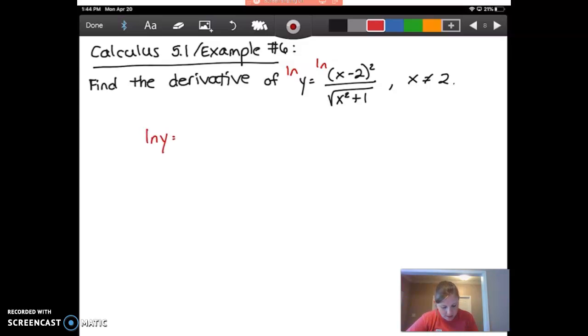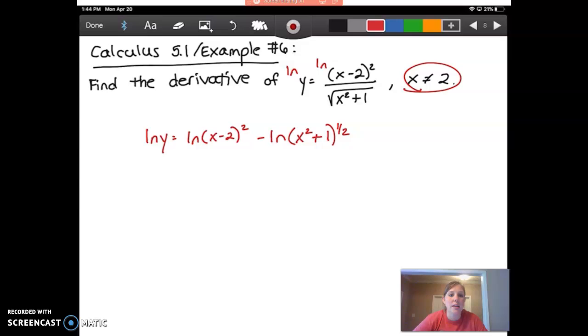I can rewrite this entire equation as the natural log of y equals the natural log of x minus 2 quantity squared minus the natural log of, I'm going to write it as x squared plus 1 to the 1/2 power, as opposed to the square root of x squared plus 1. Side note real quick, x does not equal 2. That simply refers to the fact that you cannot have 2 as a value, or you won't be able to solve this problem. You would get division by zero. So that's just a side note that they say, hey, this is assuming that x does not equal 2. In other words, this is a legitimate problem to work.